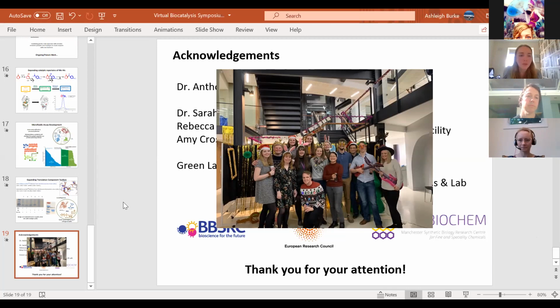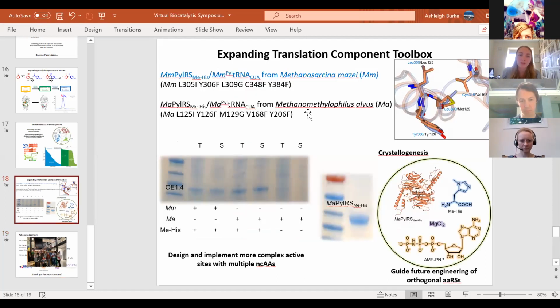Some of the barriers that we think so far are obviously using the orthogonal translation components in the IVTT system. That's potentially one of the benefits of using this new Alvus system, that we can easily purify out the synthetase and maybe add that separately into the mix. We've not really tried any IVTT yet, so I'm not sure how easy that would be to do, but it's something that's come up and something that we're thinking about for the future.